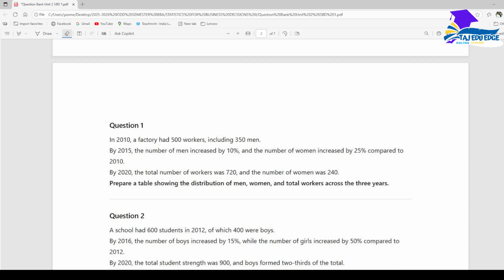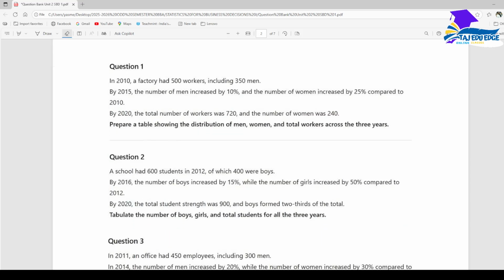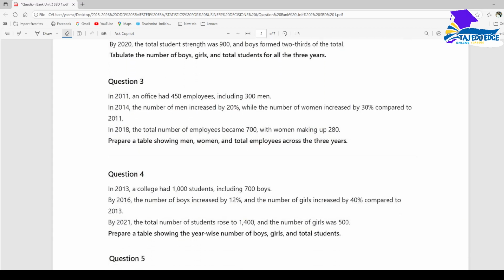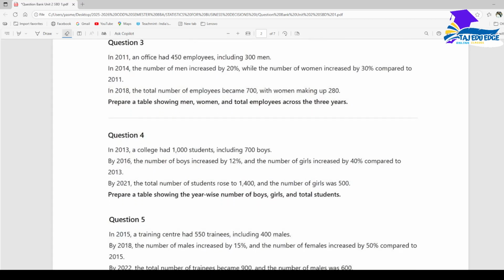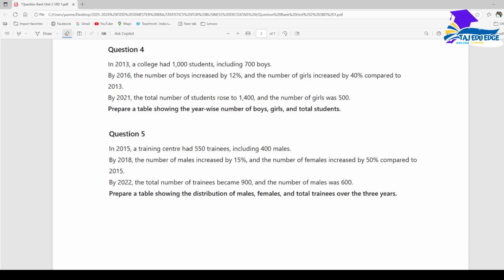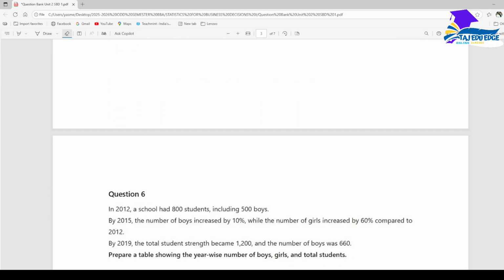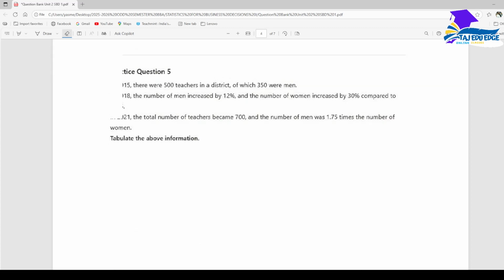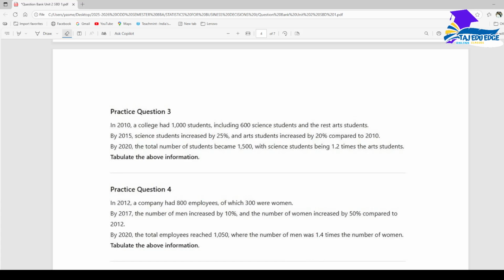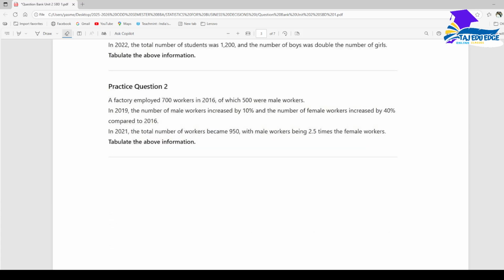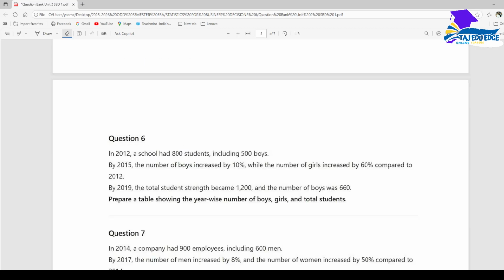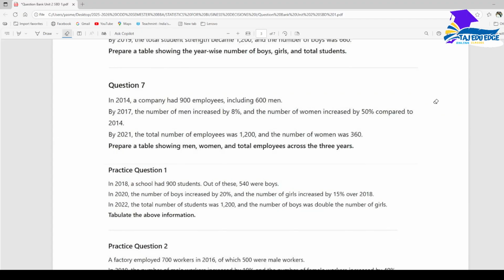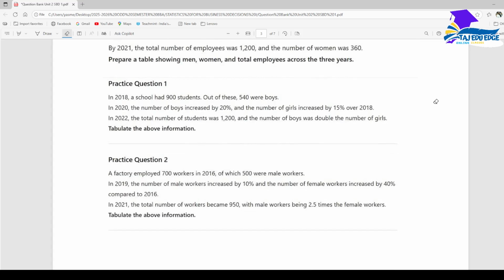Next, the other type of questions, the second type of questions, question number 1, question number 2, question number 3, question number 4, question number 5, question number 6, question number 7. I missed something, wait 1 second. Question number 7 is here. After that, practice question 1 again, the other type of questions.